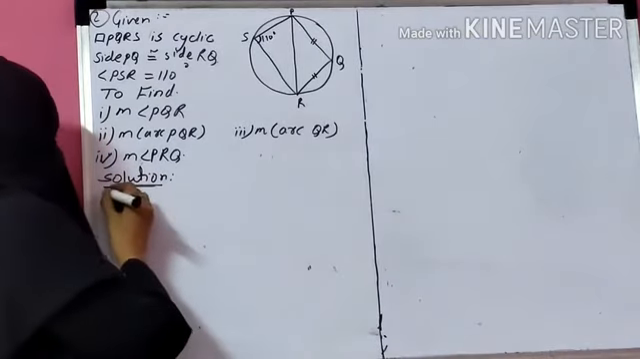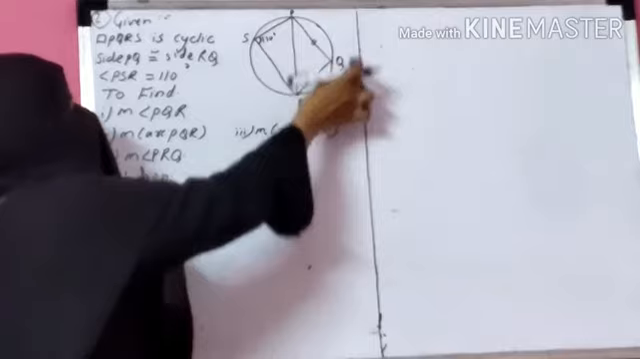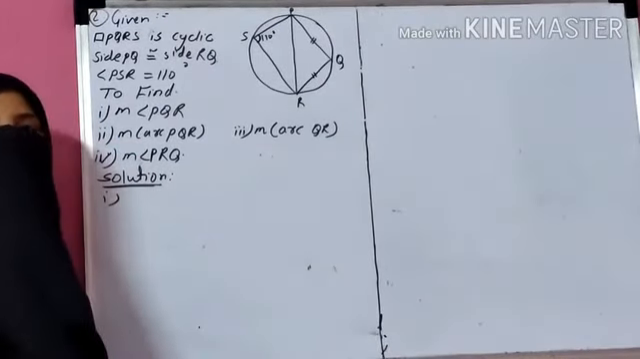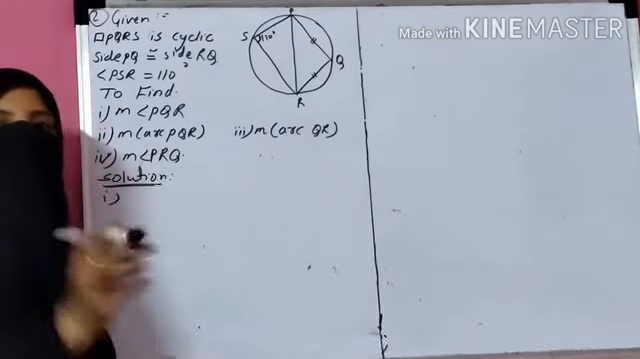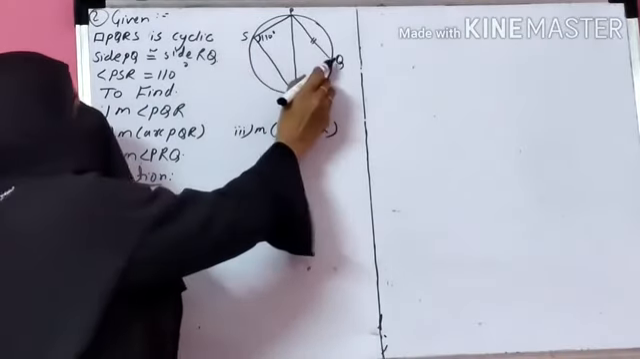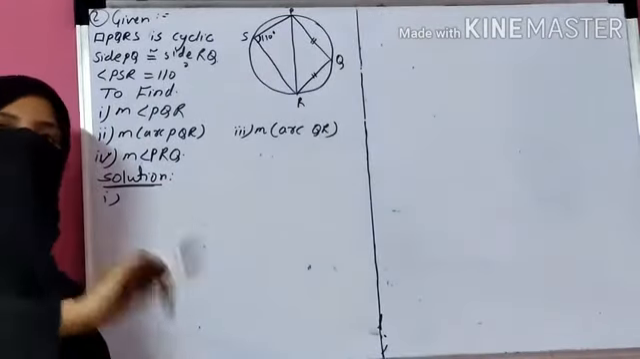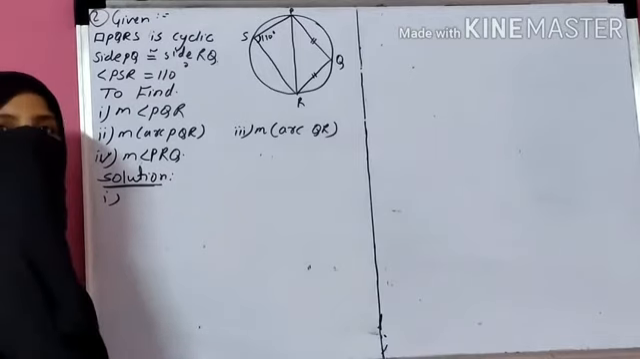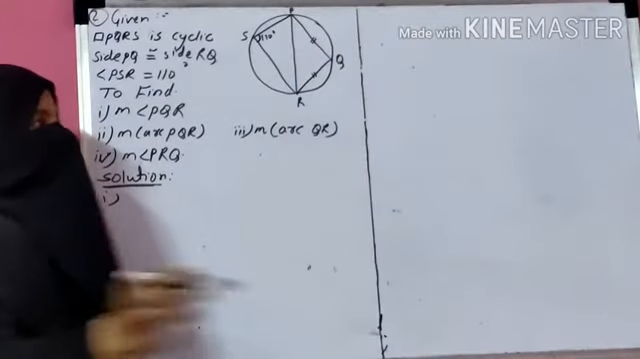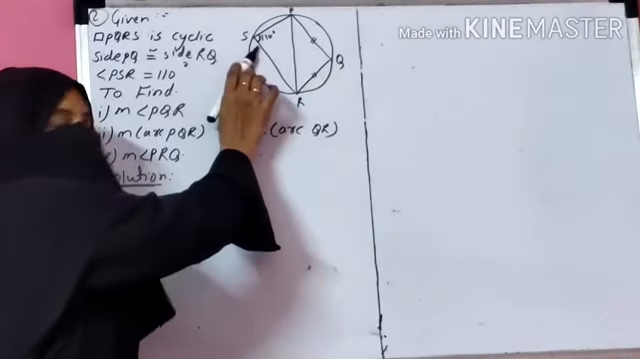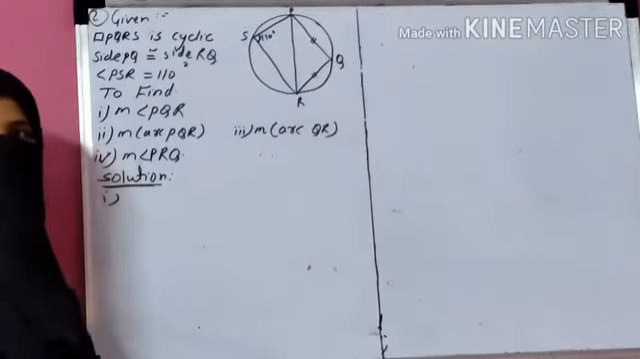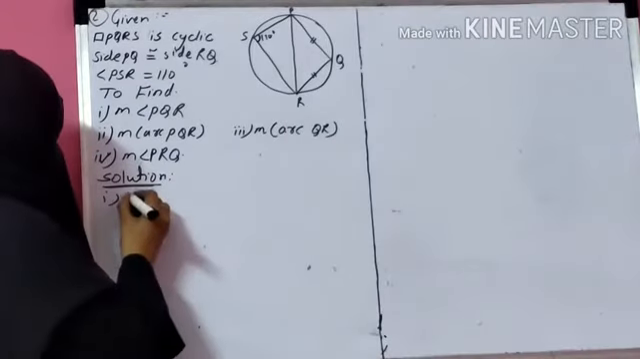First of all, given here is quadrilateral PQRS. PQRS is cyclic, and in a previous lecture we discussed the theorem of cyclic quadrilateral. Opposite angles of a cyclic quadrilateral are supplementary. So here angle S and angle Q are the opposite angles, and in a cyclic quadrilateral opposite angles are supplementary. That means angle PSR plus angle PQR is 180 degrees. Angle PSR is given as 110 degrees. So 180 minus 110, you get the value of angle PQR as 70. Got it?